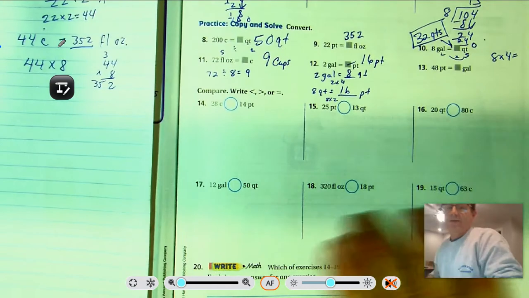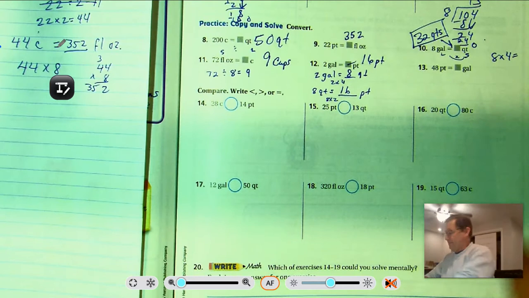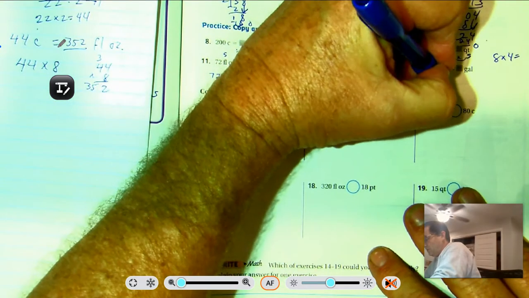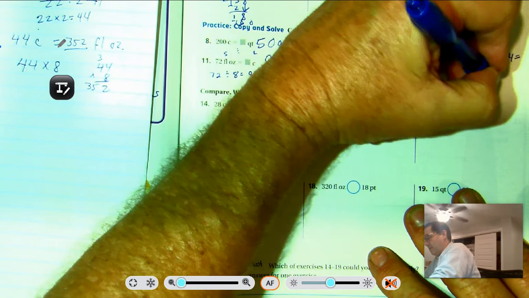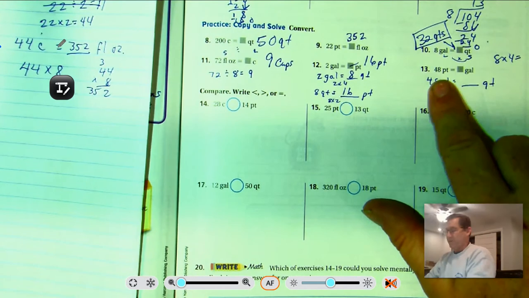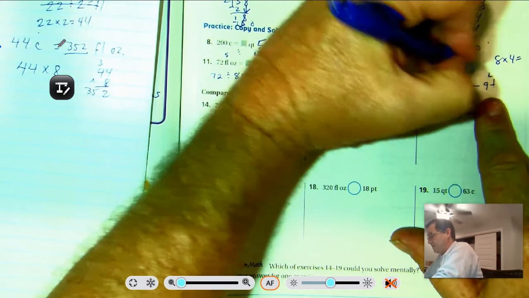And 13, 48 pints is how many gallons? Well, let's change the pints to quarts first. So we're going from a smaller unit to a larger. So we're going to divide.